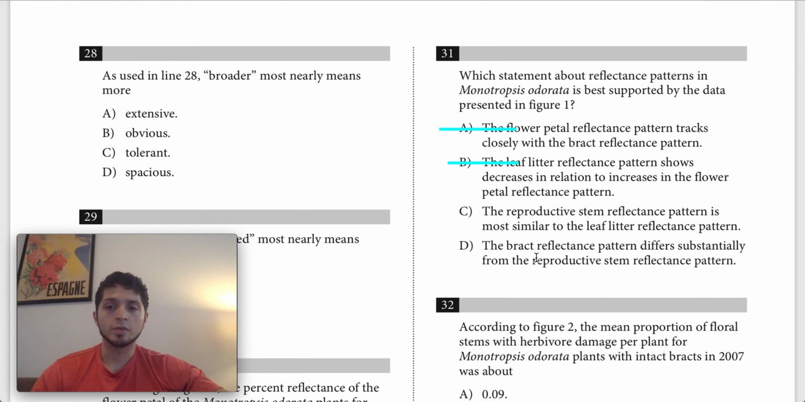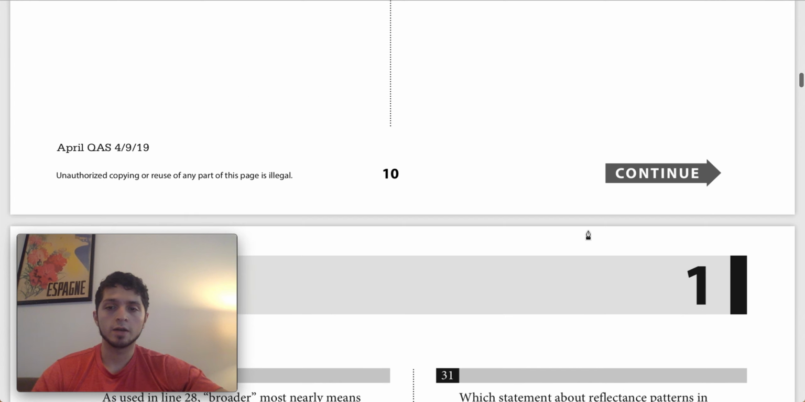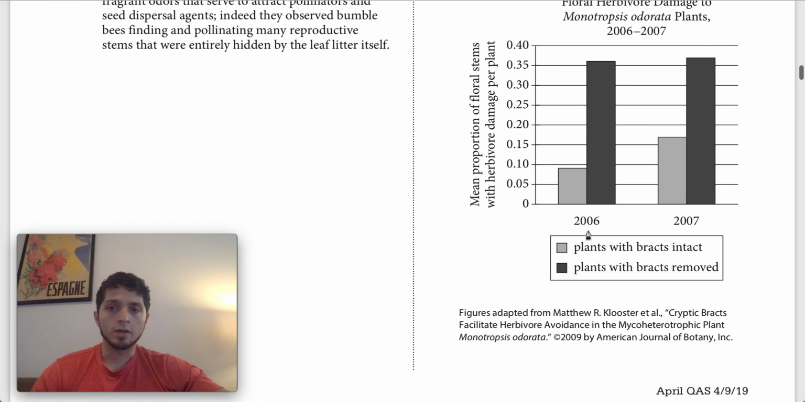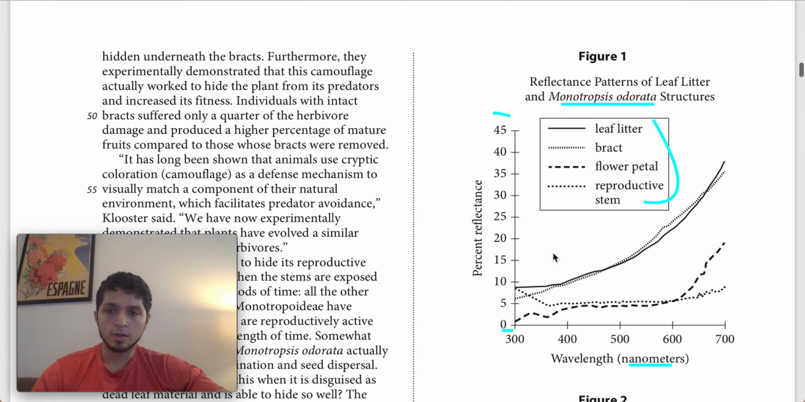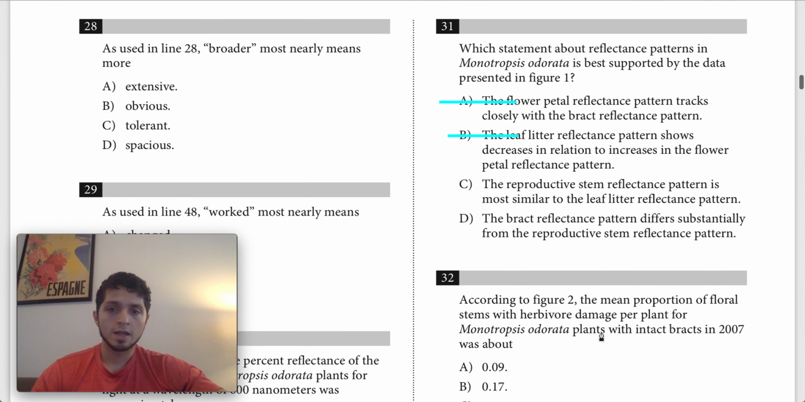And then we have the next one, which is C, and this says the reproductive stem reflectance pattern is similar to the leaf litter reflectance pattern. So let's go and say reproductive stem, so that's this one here, this dotted line, is similar to leaf litter, which is going to be this one here. And that really doesn't work either. We see that these 2 are sort of separate, so that can't be the answer choice. Let's get rid of those lines and get rid of C.